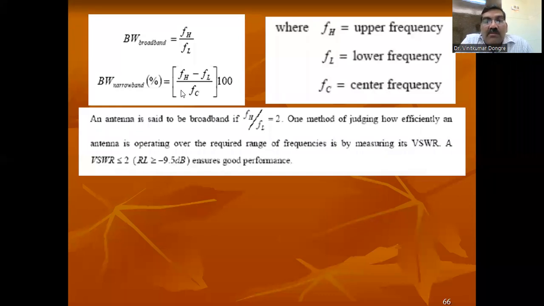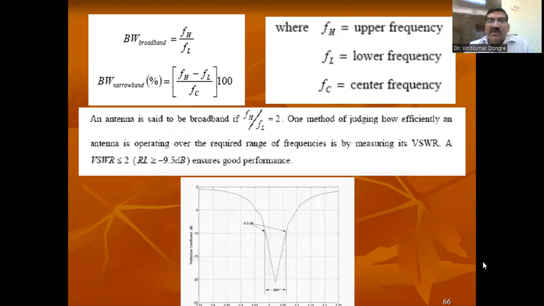Because if you want to compare two antennas, plain bandwidth is a simple concept. Okay, so in this graph you can see this is 10 dB, you can see the bandwidth.